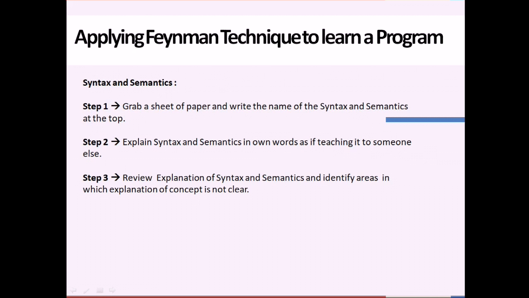Once you have identified the areas in which the explanation is not clear, you will follow the same steps again. You will go back to the study materials and read about syntax and semantics, learn the identified areas again and write it down again. By doing so, you'll become more confident and clear about the concept, which will make it easy for you to do complex programs in future. This is how the Feynman technique is applied to learn a program.